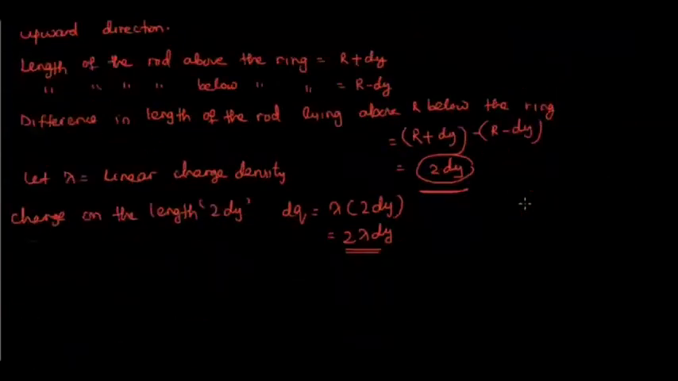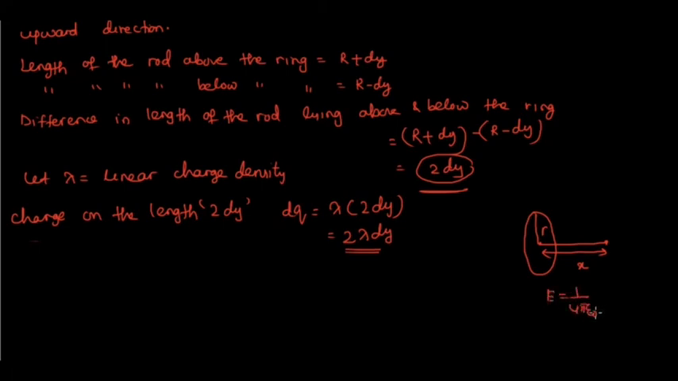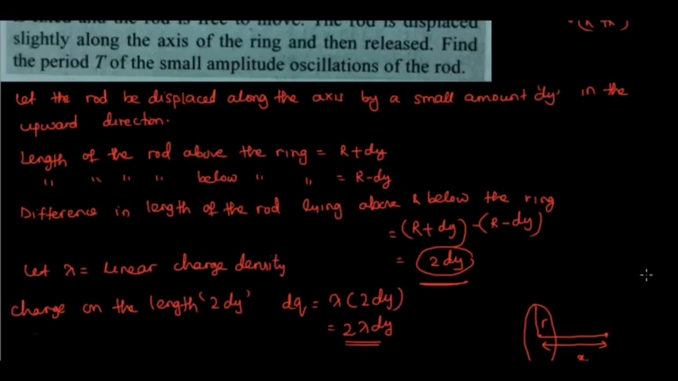Because the basic formula is, suppose we have a ring like this, and this is the center, this is the axis. On the axis at a distance x we have a point, and suppose r is the radius of the ring, then the electric field at this point is given by E equal to 1 by 4 pi epsilon naught, charge on the ring into distance of the point divided by (r square plus x square) power 3 by 2. So here the distance is also the radius r.